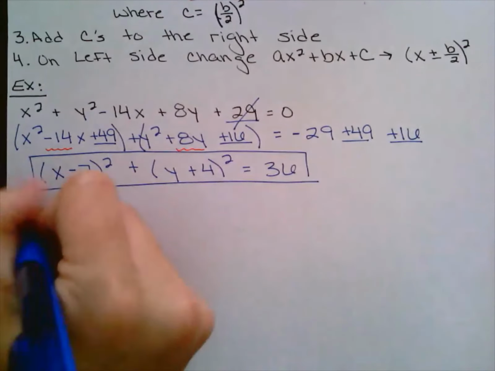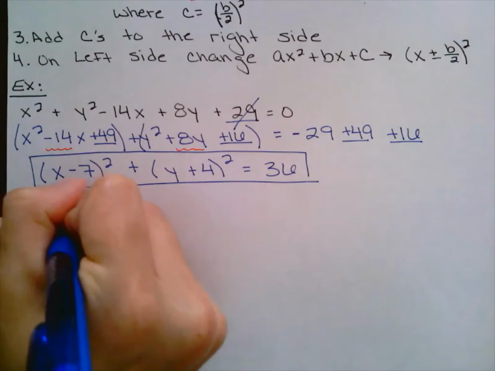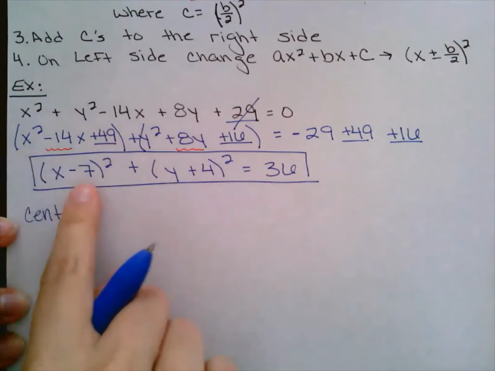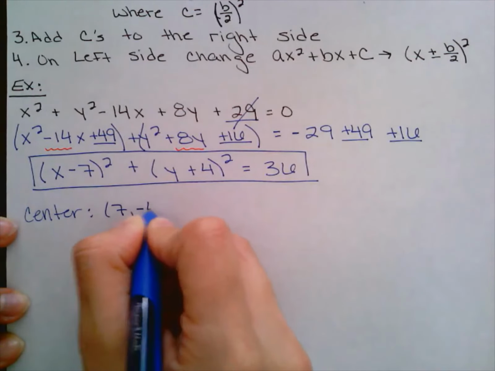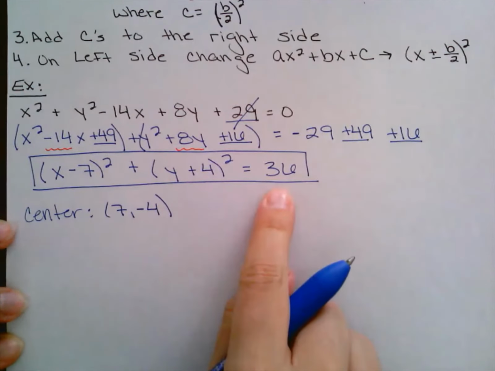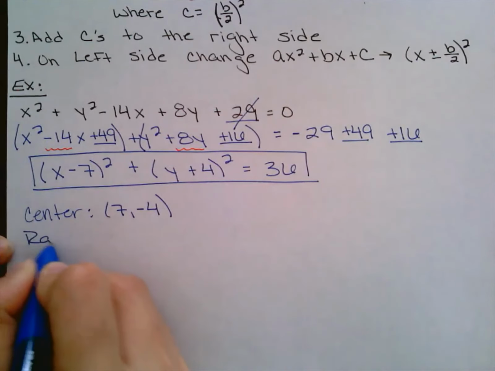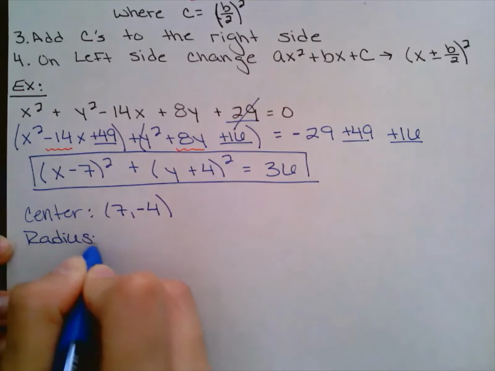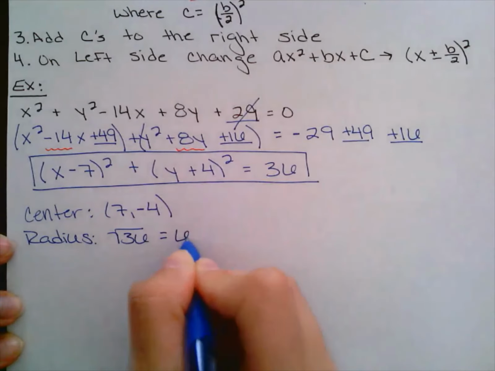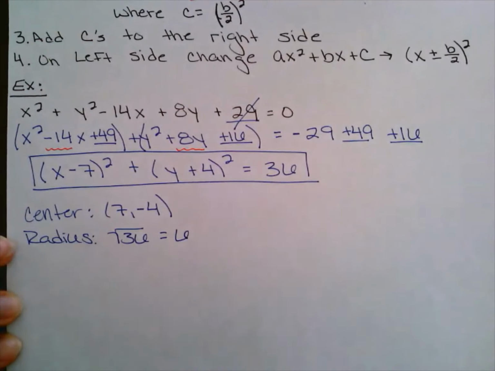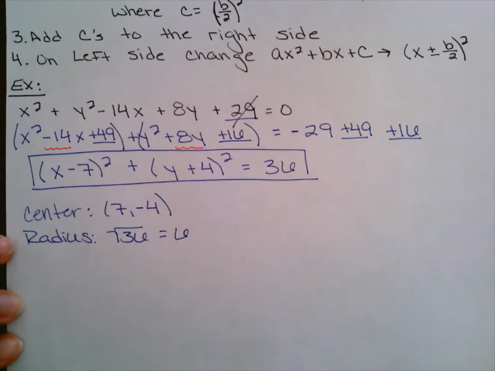Now I can easily spot my center, which is going to be 7, negative 4. And then my radius is the square root of that 36, which is 6. And now you can go ahead and graph this and find its domain and range.